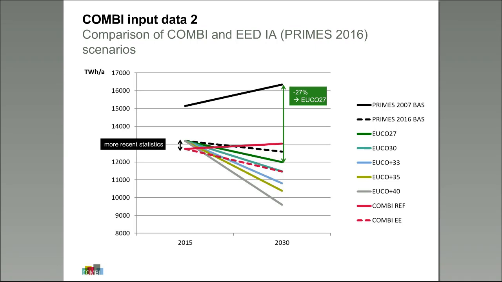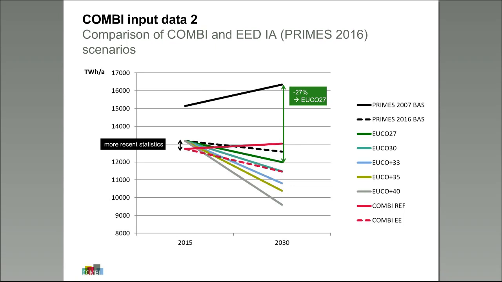This is due to more recent statistics that are being used in COMBI, so we tried to fit our scenarios to actual reality in 2015. But then we also see that our baseline is going slightly up while the EU baseline is going slightly down. An explanation for this is a little difficult to find. We can try to explain, but because Primes does not really publish all the underlying data, it's hard to see where those deviations actually come from.